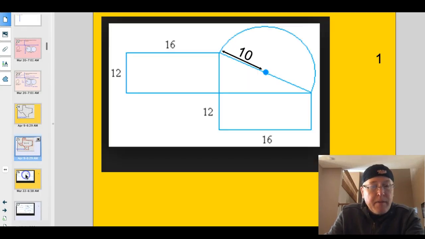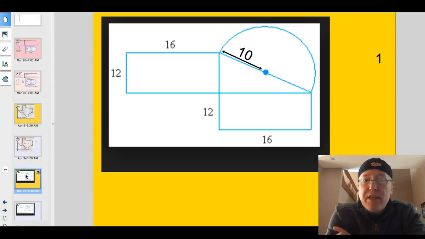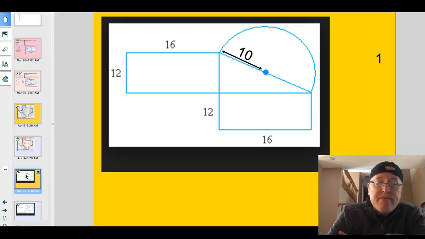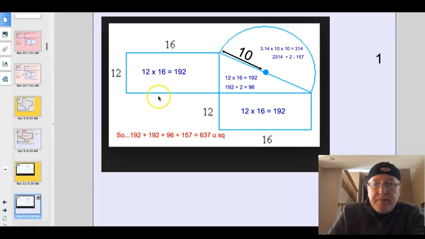All right. Next one. Try this one. See if you can find the area of this shape here. All right. Here's how I did it. I always do the easiest thing first. 12 times 16 gives me 192 there. 12 times 16 gives me 192 here.